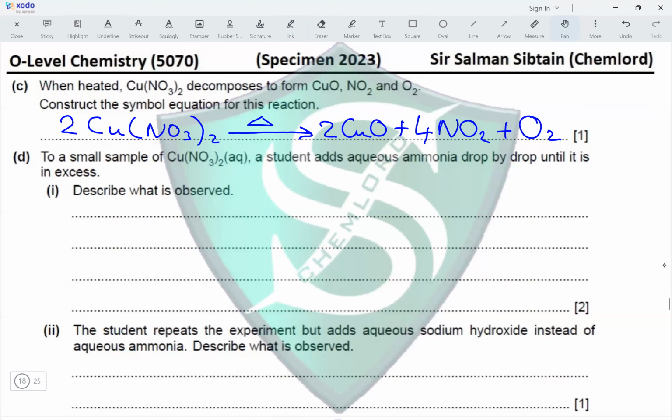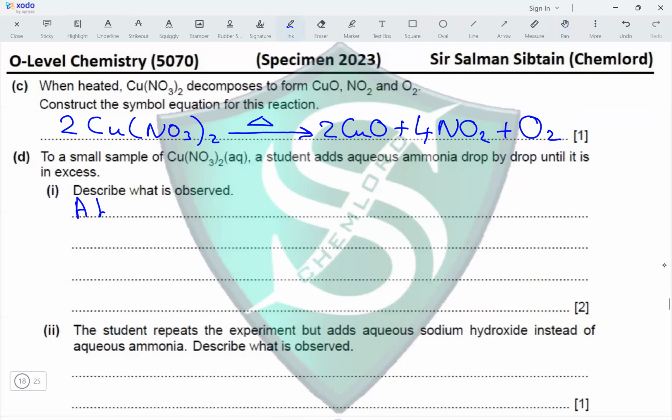Part D. To a small sample of copper nitrate, a student adds aqueous ammonia drop by drop until it is in excess. Describe what is observed. So, first we need to describe what happens when ammonia is added dropwise, and then we need to explain what happens when ammonia is added in excess.